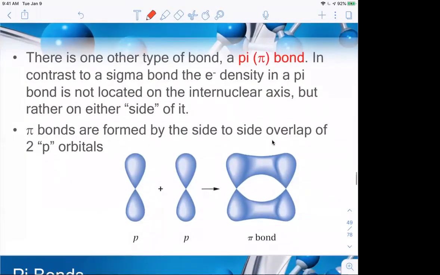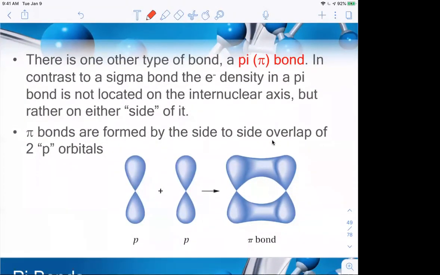My pi bond is when I have the side-to-side overlap of my unhybridized p orbitals. So this would be a pi bond. My electrons are in that above and below. This is the internuclear axis right there. So I'm above and below that internuclear axis.